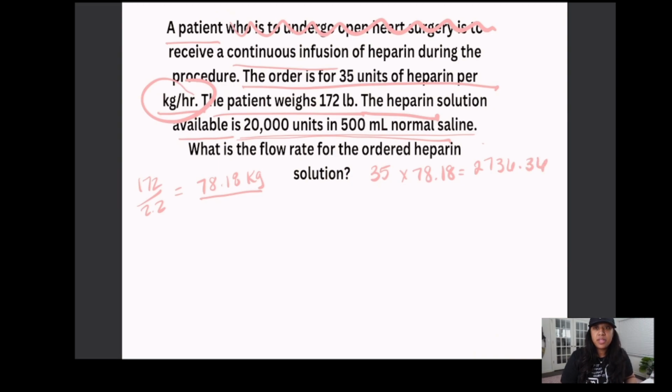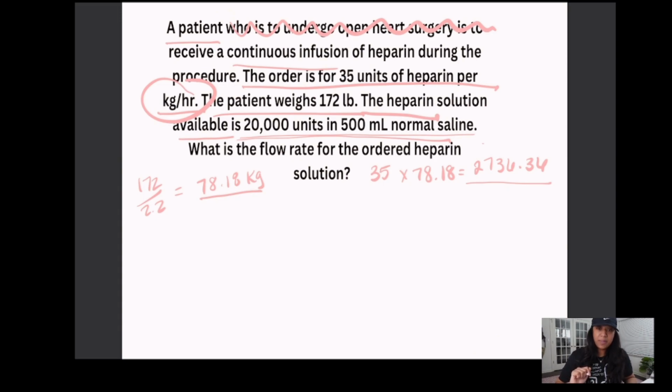So we have how many units per hour we need, and we need to look at the heparin that is supplied. It says it's available in 20,000 units in 500 milliliters of normal saline. So in a whole 500 milliliter bag, we have 20,000 units. We need to give our patient this much, so we need to figure out how much of the liquid needs to be infusing in the IV in 1 hour so we can put it into the pump.